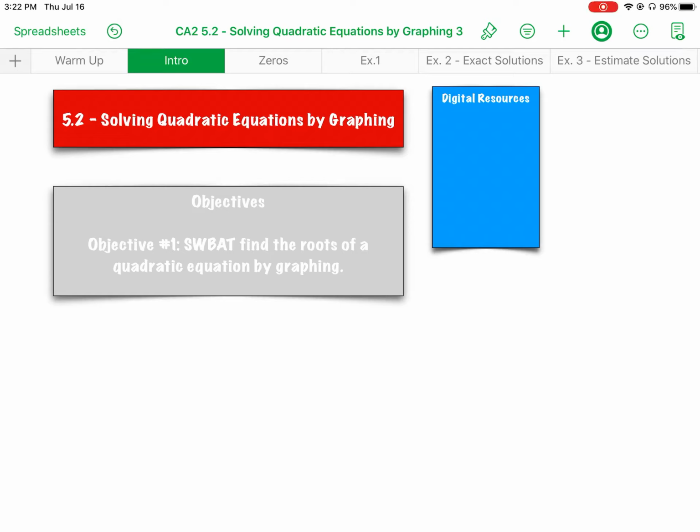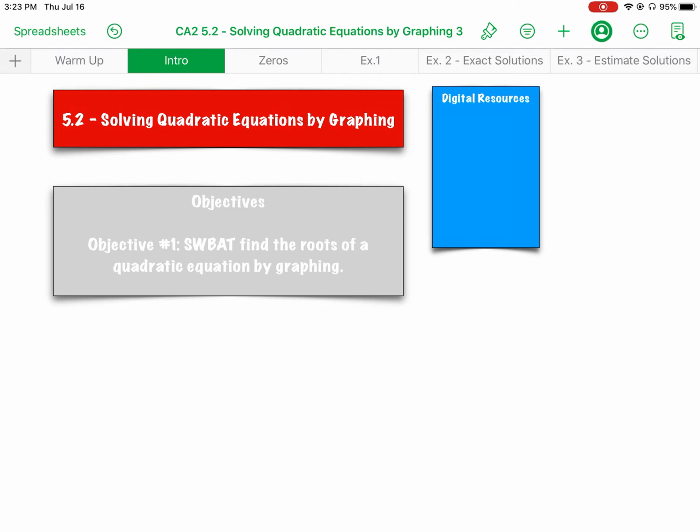What's up, everyone? Today we're going to be looking at section 5.2, and this starts us being able to solve a quadratic equation. There's several different methods that we can use to do this. Graphing is the method I always like to start with because it gives us a nice conceptual understanding of what it means to be a solution to a quadratic equation.